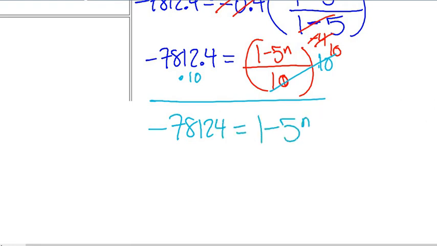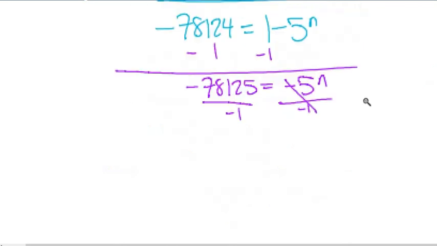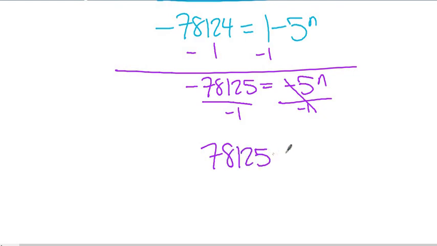Once again, we have to subtract the 1 from both sides. And then we also have to divide by that -1 in front of -5. So that will cancel, and this now becomes positive 78,125. So 78,125 equals 5 to the n. If you want to do this on the calculator, I'll just remind you how to do it with logarithms, because this one would be kind of a pain to do by trial and error.